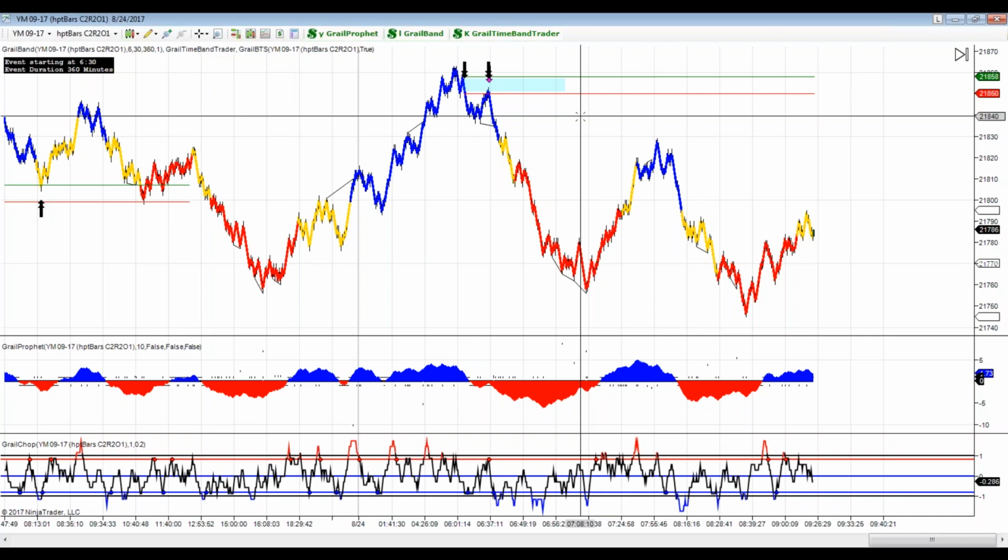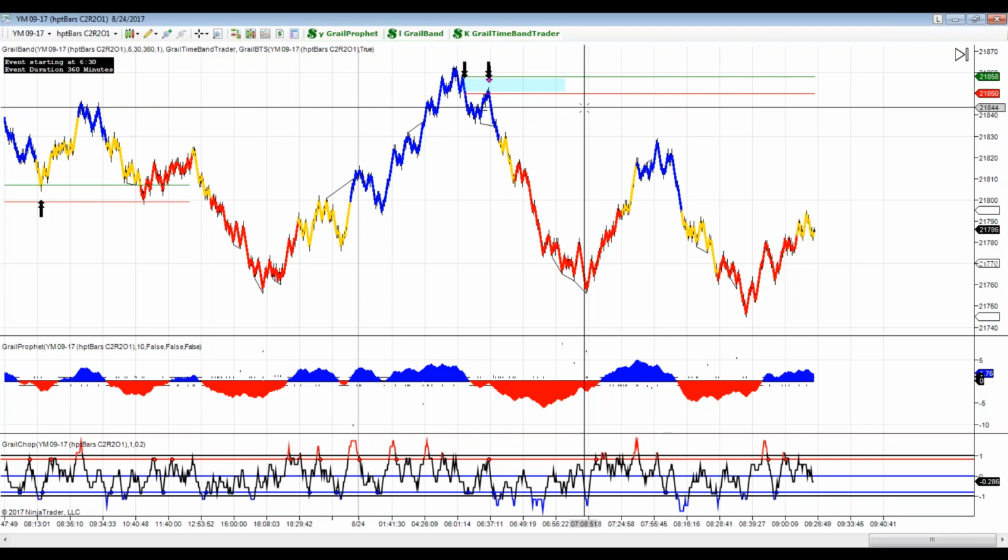You can run two traders on a chart. Dennis has asked that. I could go ahead and put the BTS trader up here as well, Dennis. And maybe I'll do that, okay? You can absolutely run two traders on the chart.